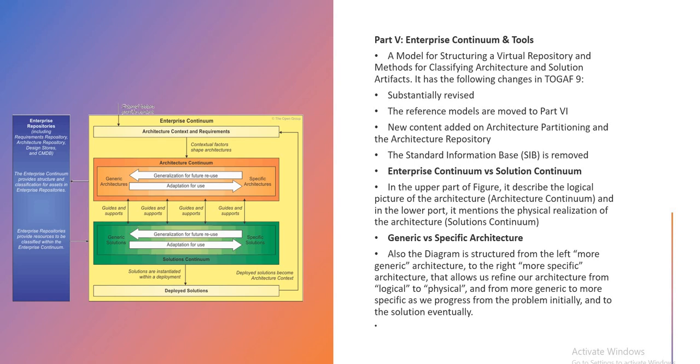Now we come to part 4, enterprise continuum and tools: how the enterprise continuum and tool classification work. The enterprise continuum versus the solution continuum is a new context added, along with architecture participants. The standard information base, SIB, is being removed. Generic and specific architecture points of view are used along the continuum, and the solution you provide is the installable you are deploying further.